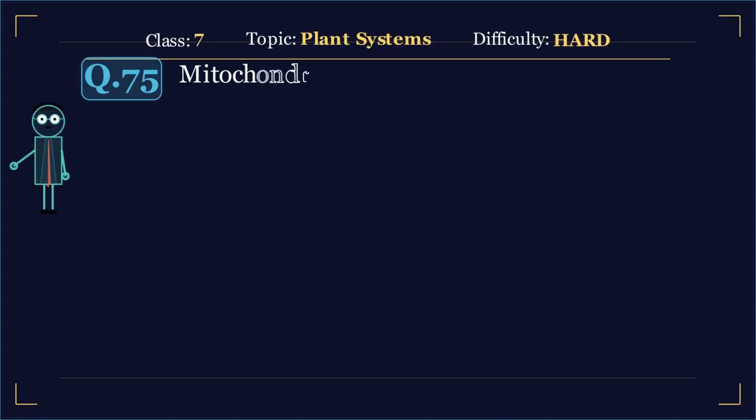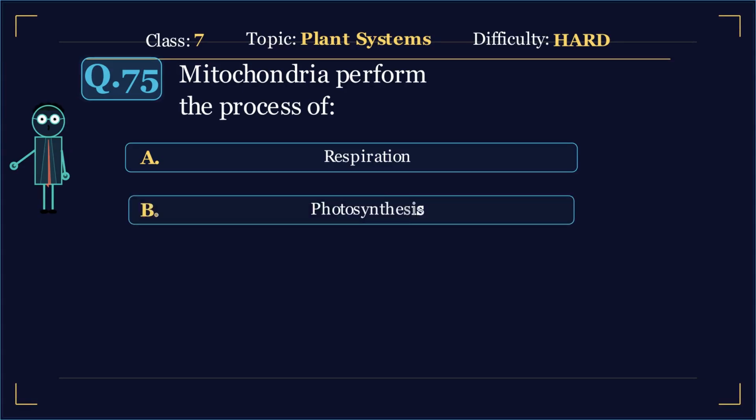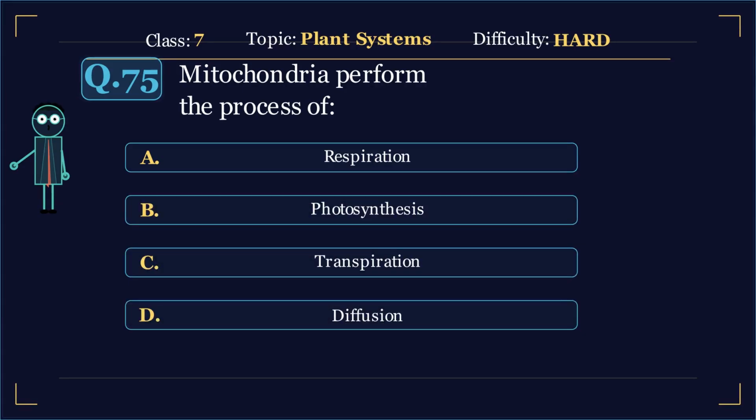Question 75. Mitochondria perform the process of. Option A, respiration. Option B, photosynthesis. Option C, transpiration. Option D, diffusion. The correct answer is option A.